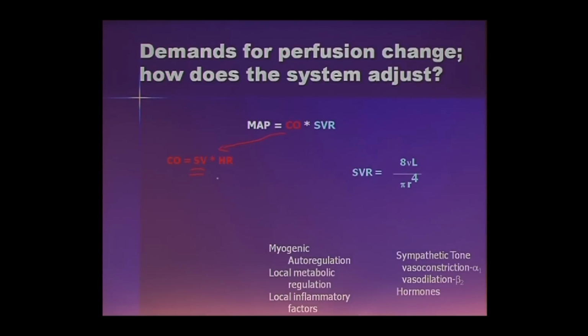Makes sense. And now it turns out that these two things, stroke volume and heart rate, are actually regulated. Heart rate, as we talked about last time, is regulated by the sympathetic and parasympathetic systems. Sympathetic, beta 1, is going to increase heart rate. Parasympathetic, through muscarinic M2, decreases heart rate. What about stroke volume? What regulates stroke volume?